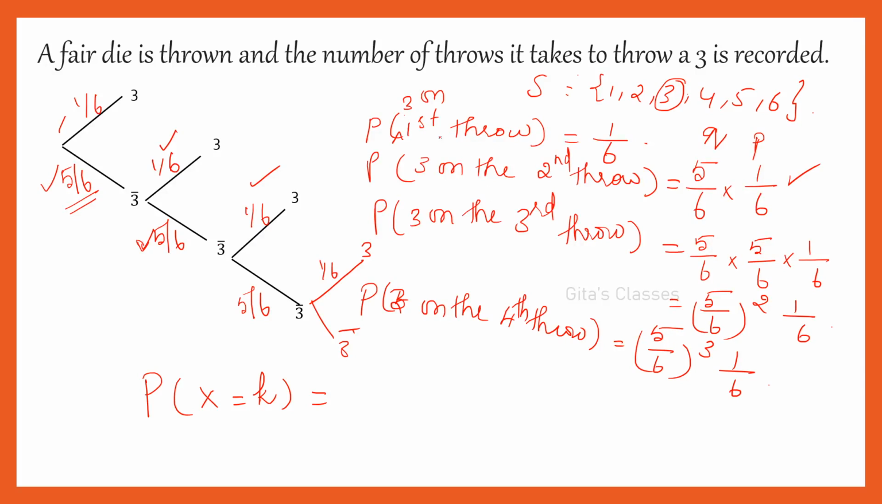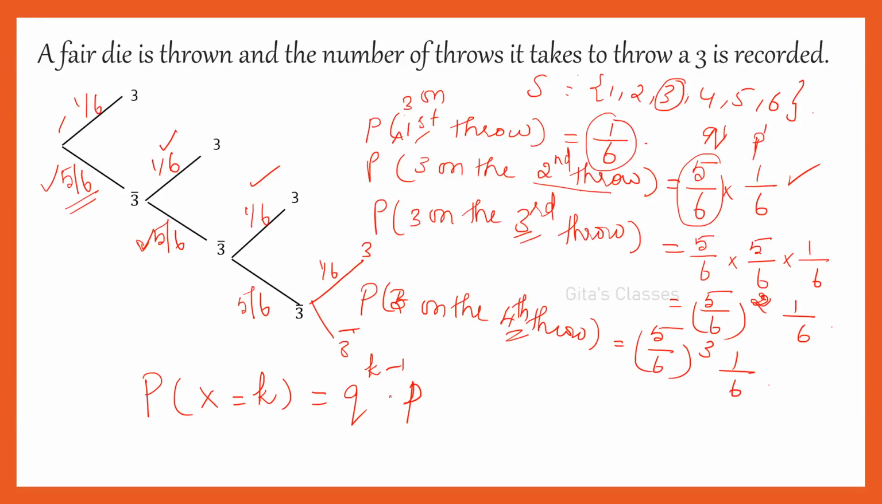See, you can observe here, if it is in the first throw, q power 0, there is no q, no failure at all, so only p. If it is on the second throw, q power 1 and p power 1, right? On the third throw, then 5/6 the whole square. So if it is the third throw, then it is 2. If it is the fourth throw, it is 3, and so on. So in general, q power k minus 1 into p. Okay, I should get the first success. Till I get the success, I have to repeat the experiment.